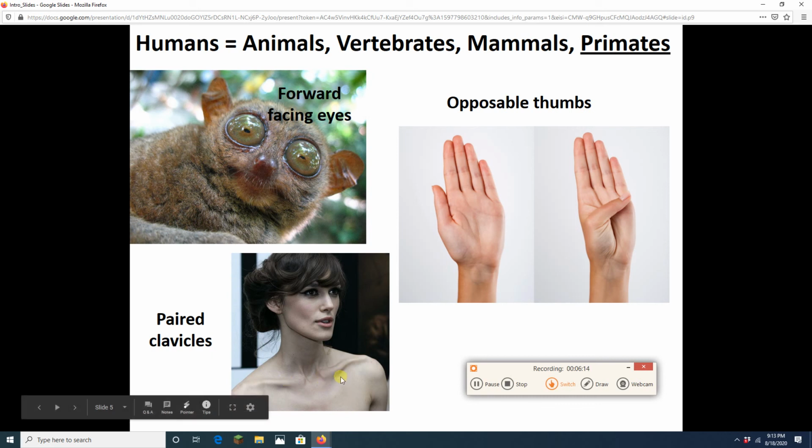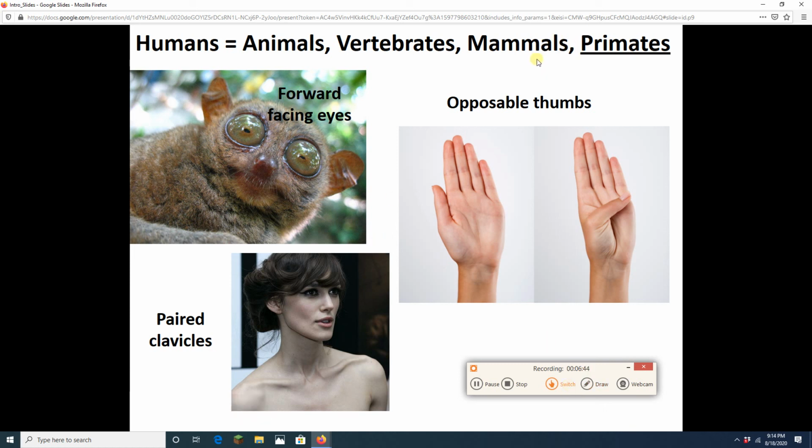We have a pair of collarbones, or clavicles. Two clavicles give our shoulders more mobility if we would want to swing from tree to tree. And if we're doing so, we need to be able to grab. To grab, we need a thumb that is opposable, like you can touch your fingertips with your thumb. You can touch your finger pads with your thumb. We have opposable thumbs. So those things make us primates.